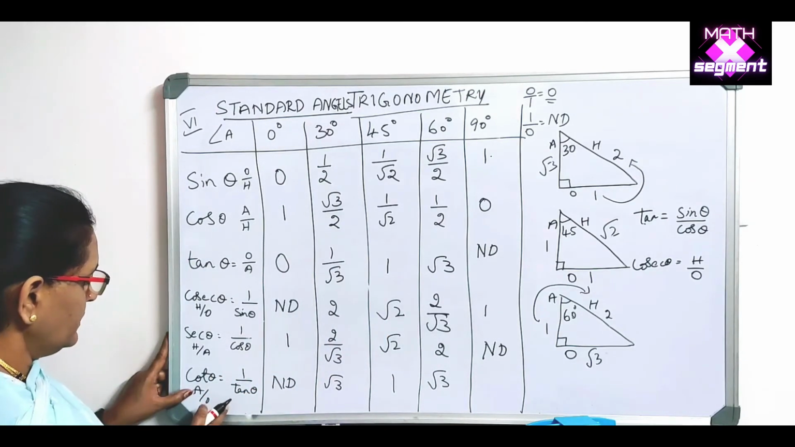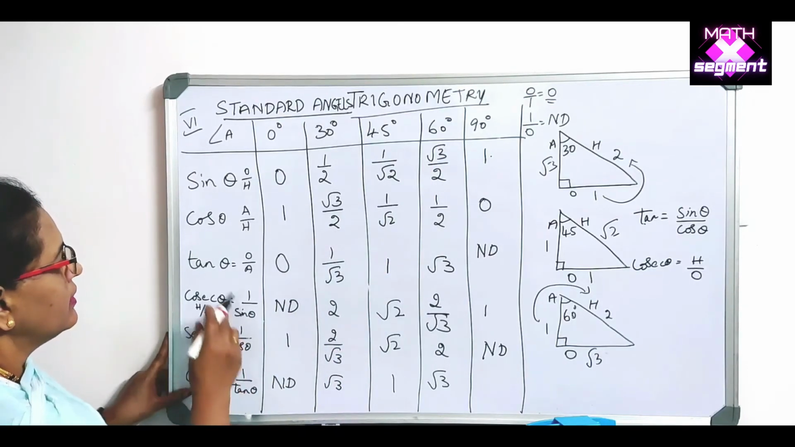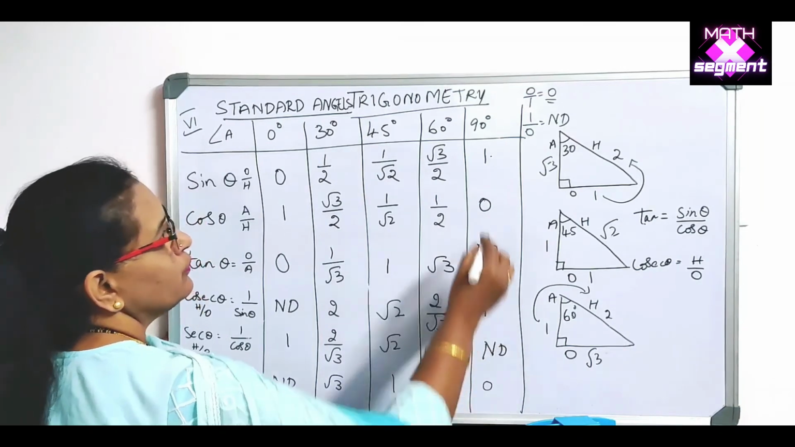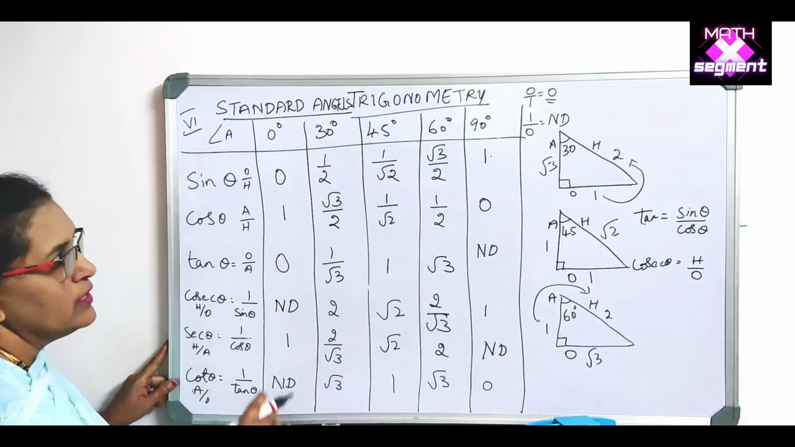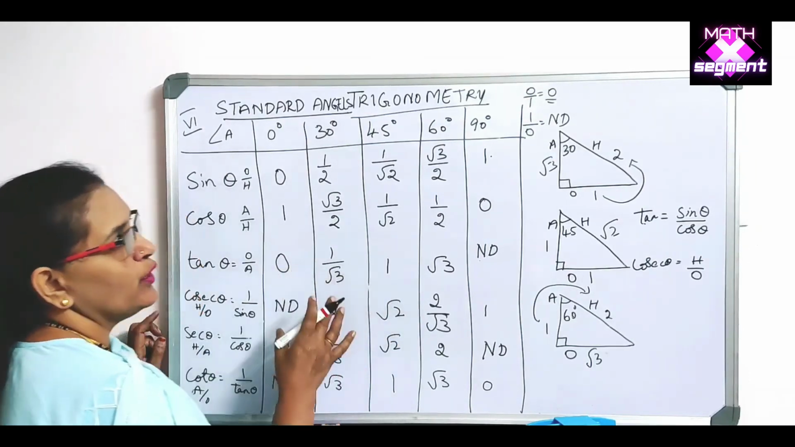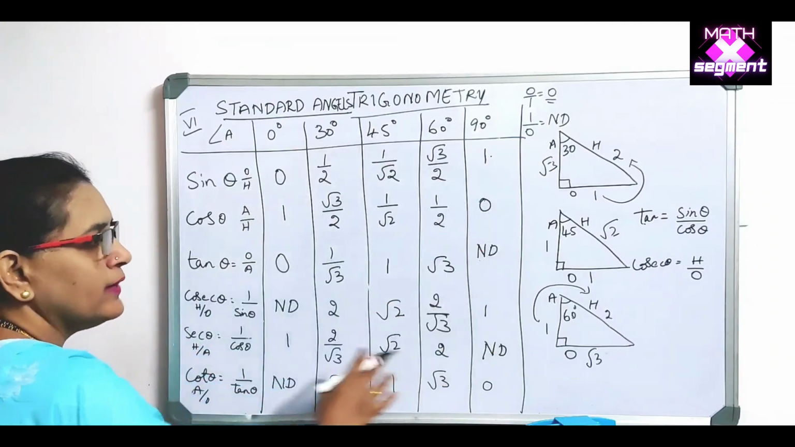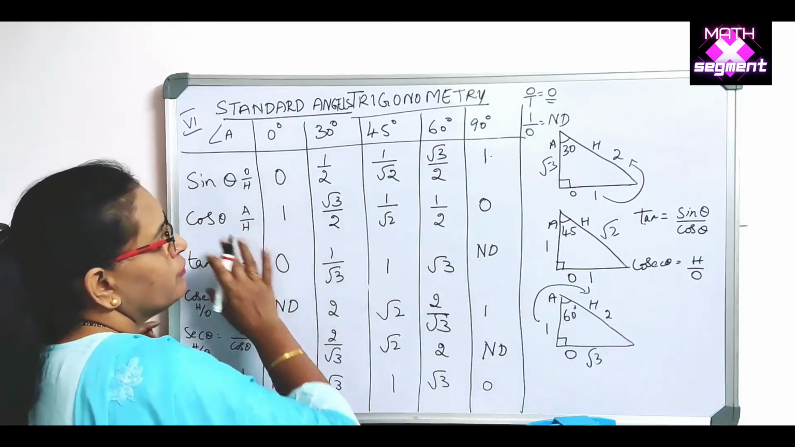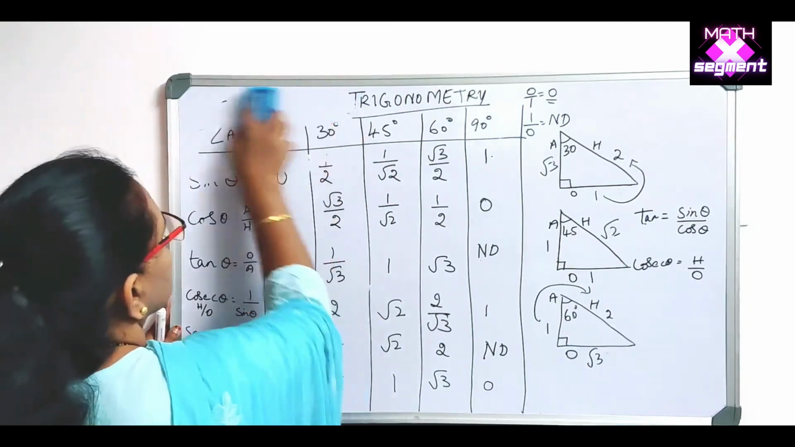Okay, and now for cot 90. Cot 90 is 1 divided by tan theta. 1 divided by not defined is 0. So if you cannot define, then it is always 0. So it is 0. So this is one of the easiest ways of remembering the table, because we cannot remember all the values of this table. So with the help of this figure, we can fill the table and remember to solve the sums.